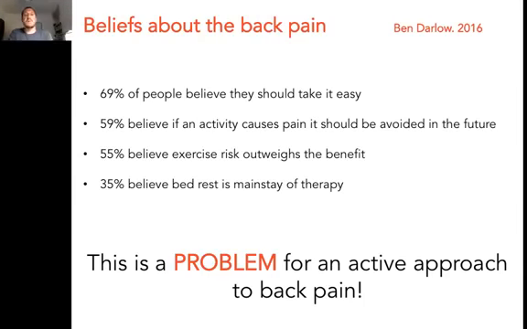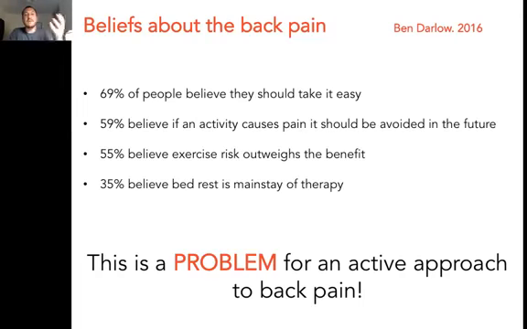So 55% of people believe exercise risk outweighs the benefit. Again, more than half of people believe that the risk of exercise outweighs the benefit, but we know that it can have a really, really positive effect. So even before we do the physical thing, we argue about what's the best exercise, what should you do, what shouldn't you do, what muscles should you get firing, etc.